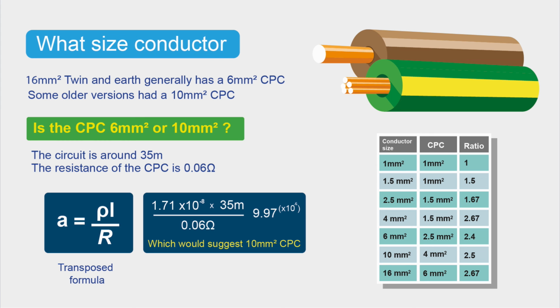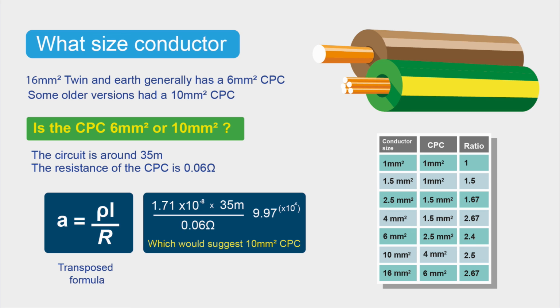So let's go back to that 16 millimeter squared twin and earth cable. We weren't sure if it had a 6 mil or a 10 mil CPC. A couple of ways you can test it. You could do an R1 plus R2 and work it out that way. You could do like a wonder lead, so you can do like an end to end. So you're just testing the CPC. That's what I've done here in this theoretical example.